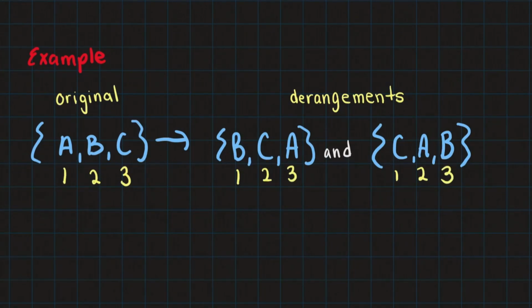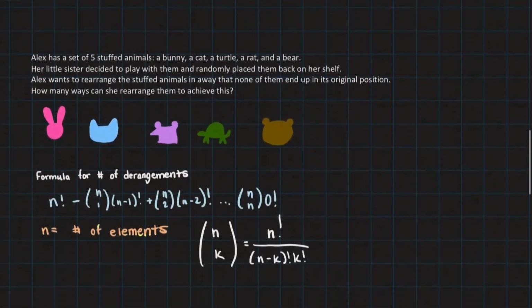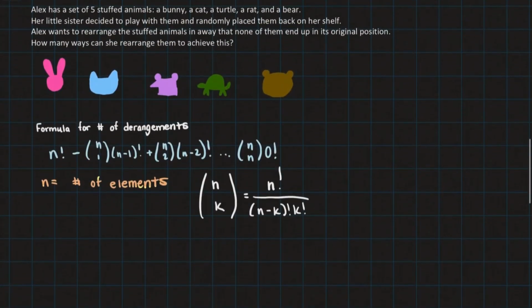Now let's move on to our next example. That's a bit more complex. Alex has a set of 5 stuffed animals: a bunny, a cat, a turtle, a rat, and a bear. Her little sister decided to play with them and randomly place them back on her shelf. Alex wants to rearrange the stuffed animals in a way that none of them end up in its original position. How many ways can she rearrange them to achieve this?